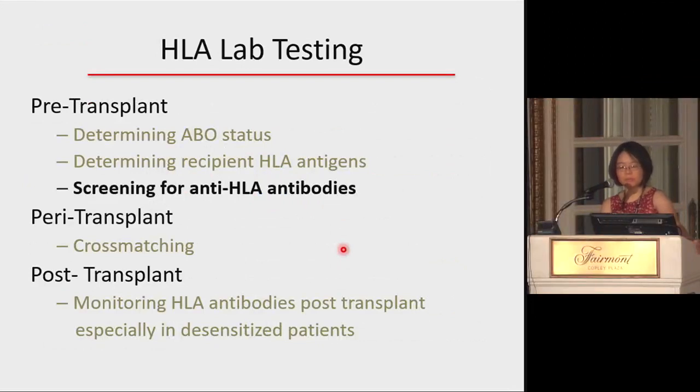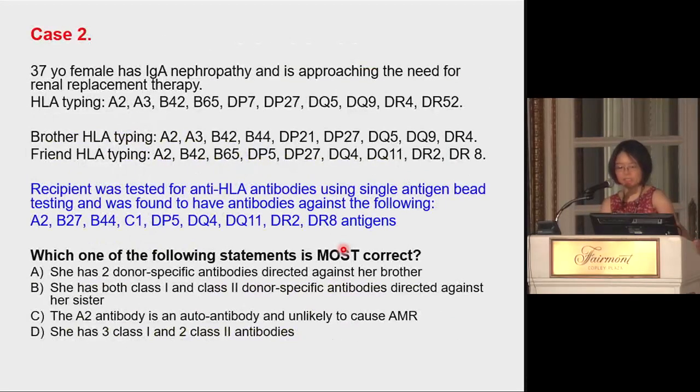Okay, so what about screening for anti-HLA antibodies? This is the exact same case, and now all I want to do is highlight further testing that was done by your tissue typing lab. In this case, we tested for anti-HLA antibodies using single antigen bead testing, otherwise known as the Luminex assay, and the patient was found to have antibodies against the following. So let's talk about how we actually test for that and get back to the answers for this question.